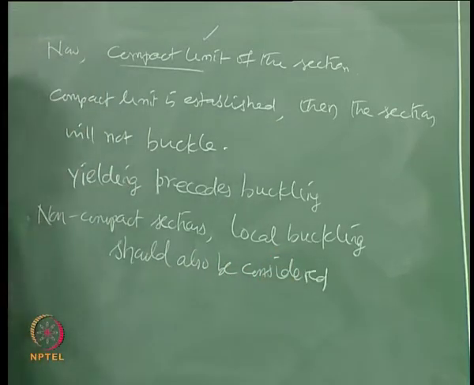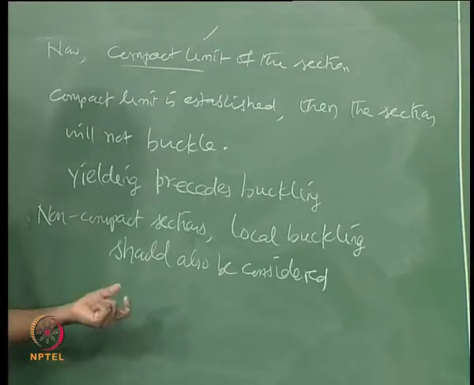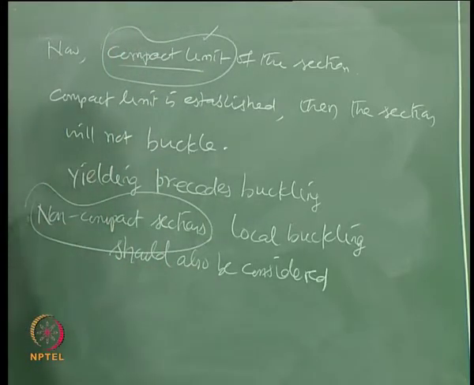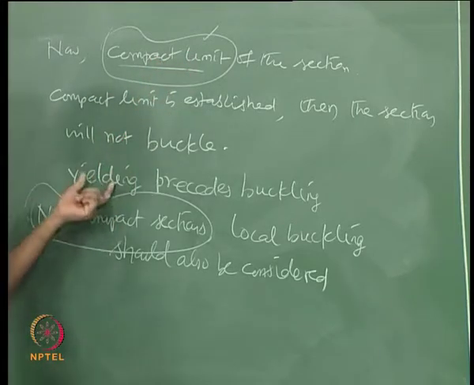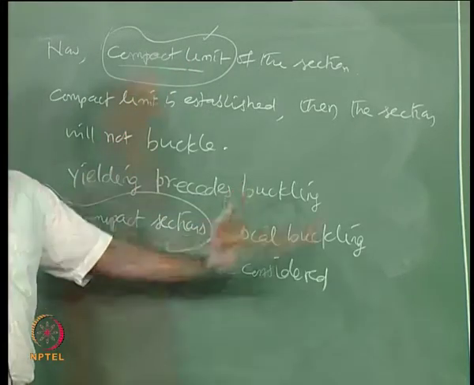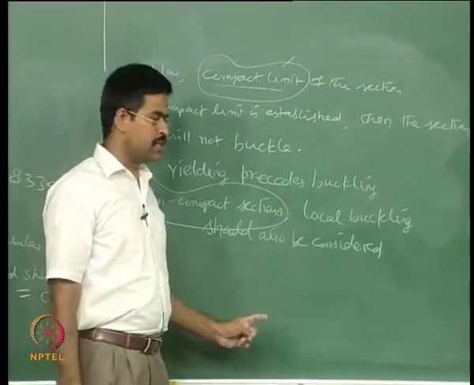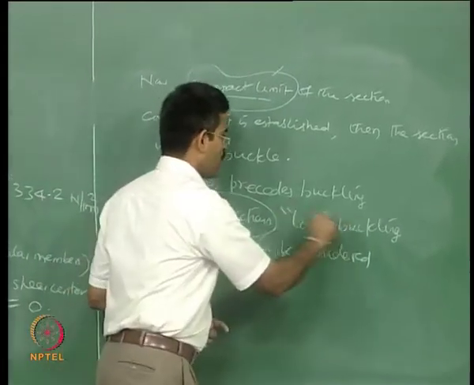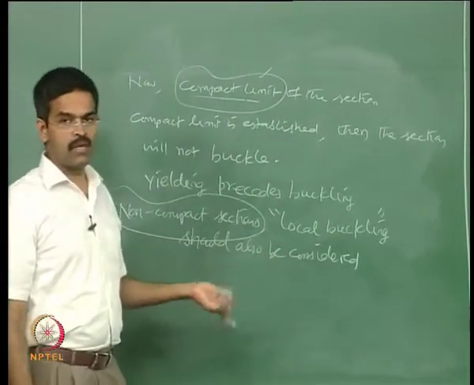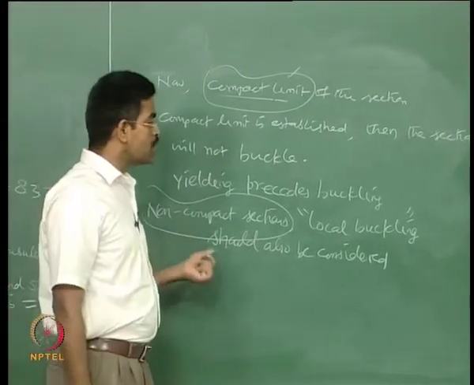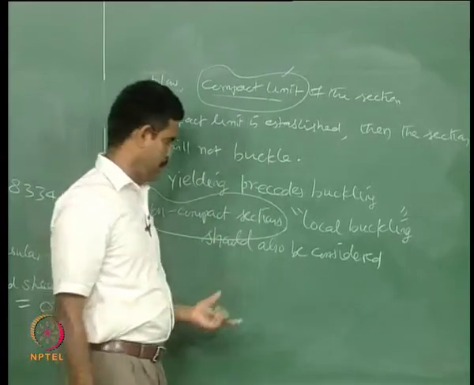So it is important for us to establish whether the given dimension of the member is a compact section or a non-compact section. If the given member is a compact section, then yielding will precede buckling, no local buckling will occur. If the given member is a non-compact section, then I must include local buckling also while checking the design adequacy for the given member under the axial force. So how to check the compact limit of a given member?